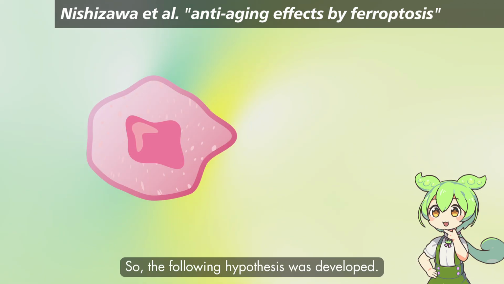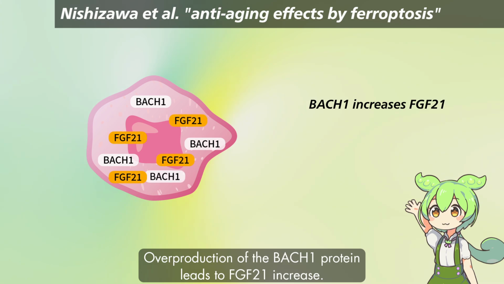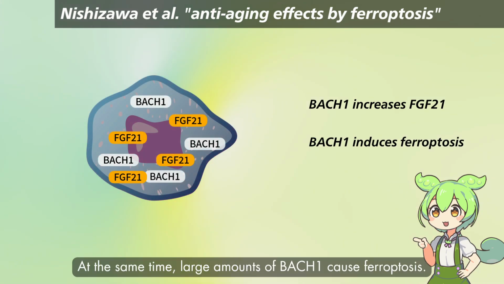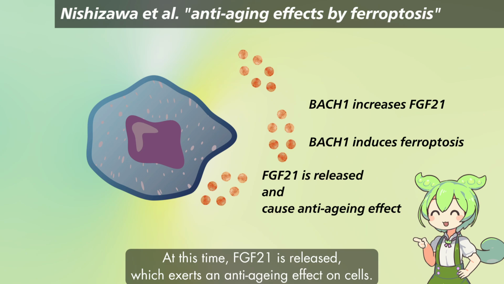So, the following hypothesis was developed. Overproduction of the BACH1 protein leads to FGF21 increase. At the same time, large amounts of BACH1 cause ferroptosis. At this time, FGF21 is released, which exerts an anti-aging effect on cells.